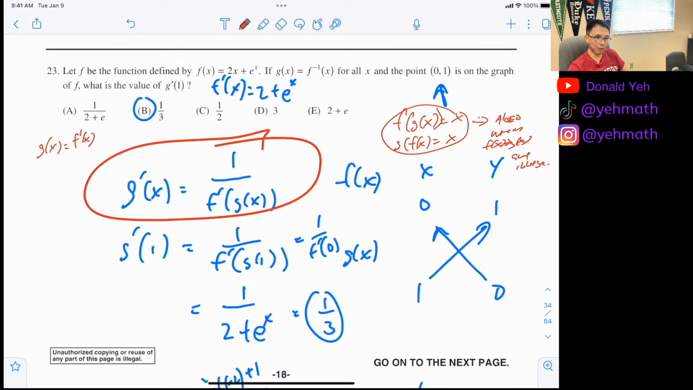Now the value g of 1 means x equal to 1 here for g of x. So basically you're trying to find out g of 1, which is the same thing as finding where f of x is equal to 0. And then once you have that, you just take a derivative and plug in 0. Derivative of this, f prime of x equal to 1 plus e to the x. And then you plug in 0: 1 plus e to the 0. So that is, sorry, this is 2. This is 3, so 1 over 3 is the answer.